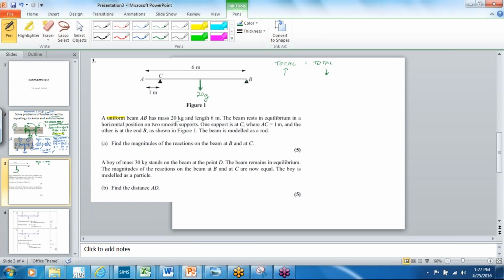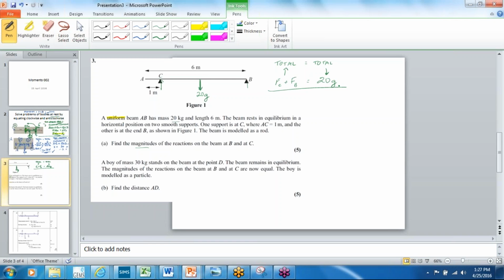So the forces are acting. We want to find the magnitude of the reactions on the beam at B and C. So the reactions is the force acting upwards on that beam through that point C. Now total up, the force at C plus the force at B is going to equal total down force 20G newtons. So just keep that in mind. Once you know one, you can find the other very quickly.